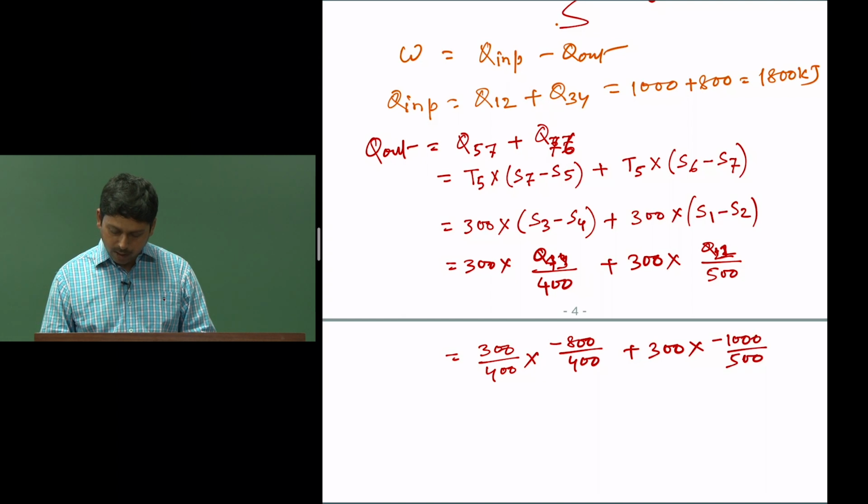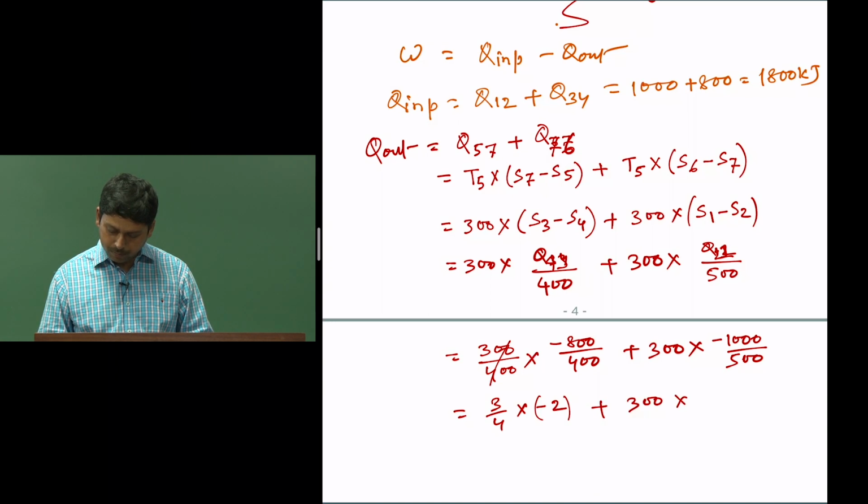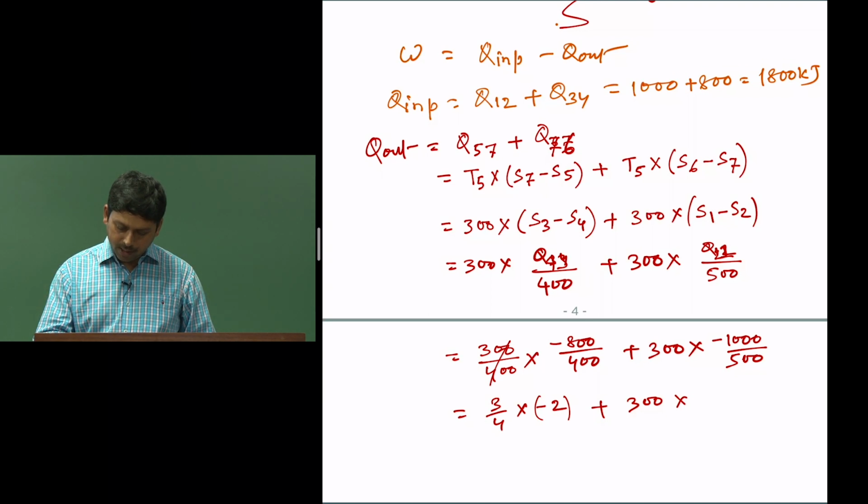500. Now, we get all our values. So, it is nothing but 3 by 4 into minus 2 plus 300 into, yeah. So, I made a mistake here, I will just change that. I have already divided by 400 here, so I should not divide here.